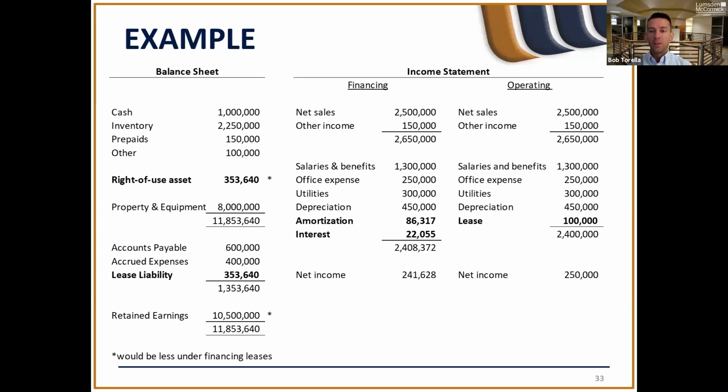You'll see under the financing lease, income and other expenses are the same, but you'll see the amortization expense of $86,000, interest expense of $22,000. So a total of $108,000, bringing your bottom line to about $241,000. Now on the flip side, on an operating lease, you only have that one line, lease expense for $100,000, where your bottom line is $250,000.